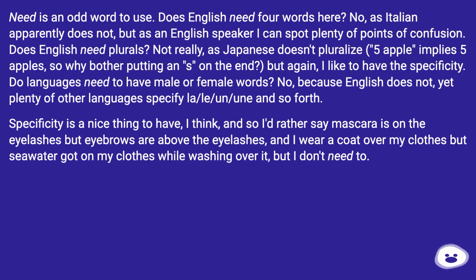Do languages need to have male or female words? No, because English does not, yet plenty of other languages specify la, il, una, un and so forth. Specificity is a nice thing to have, I think, and so I'd rather say mascara is on the eyelashes but eyebrows are above the eyelashes, and I wear a coat over my clothes but seawater got on my clothes while washing over it, but I don't need to.